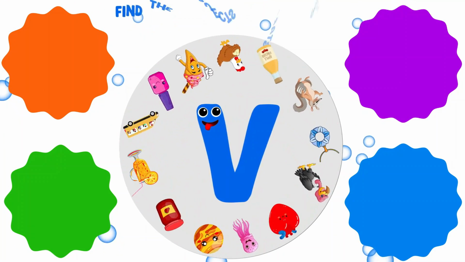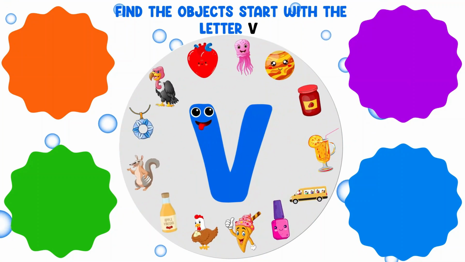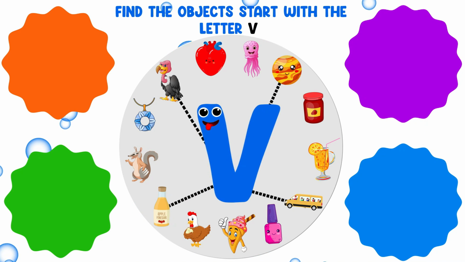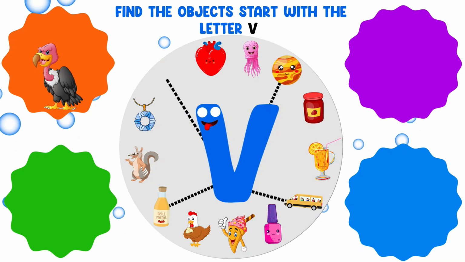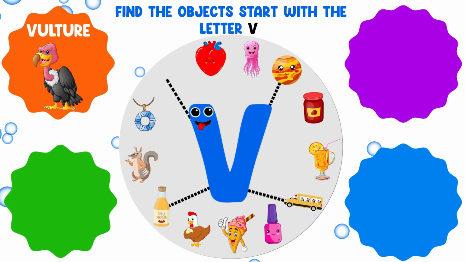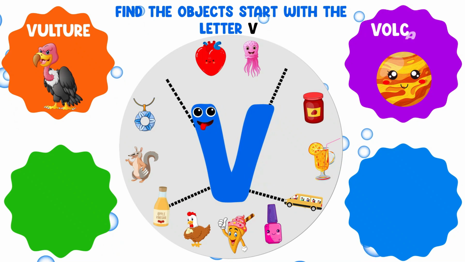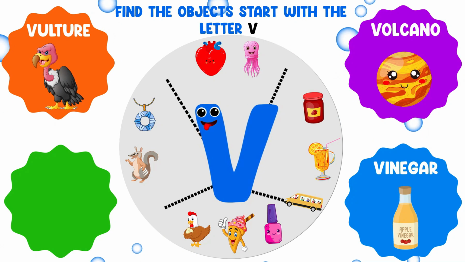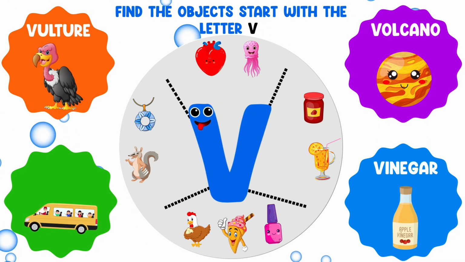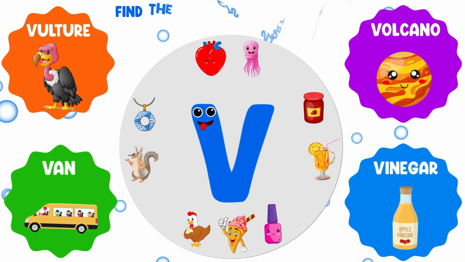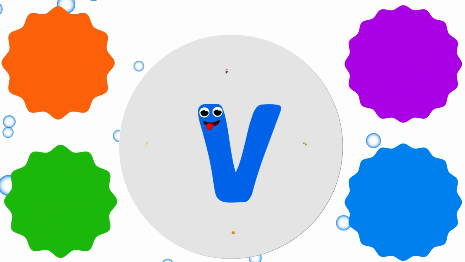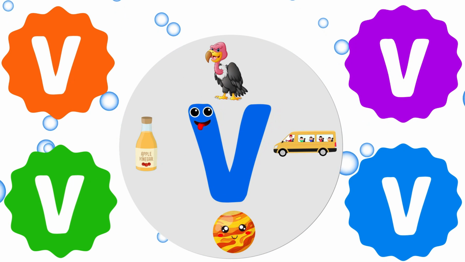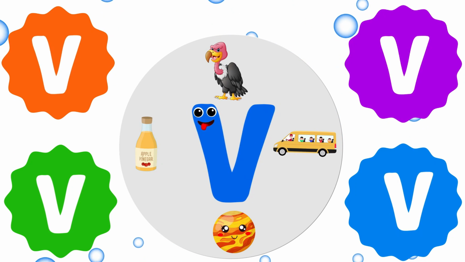V. Find the object that starts with the letter V. Volcano. Vinegar. Van. V. Volcano. Vinegar. Van.